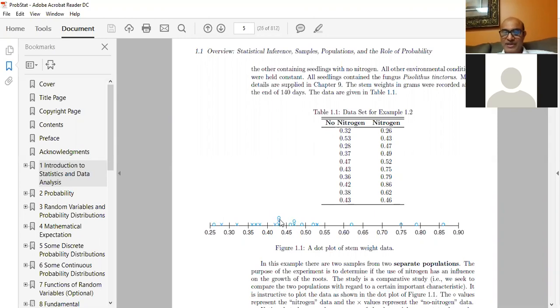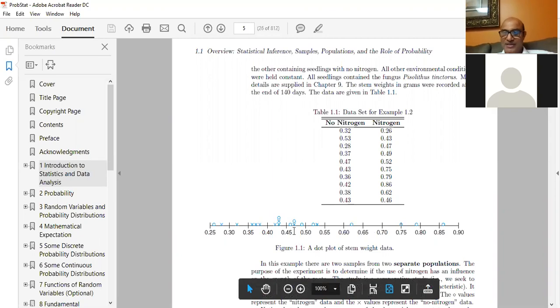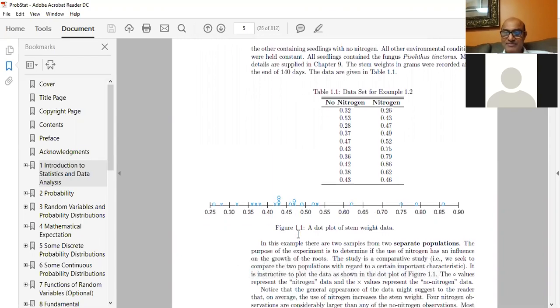Mind this thing. Suppose we have 0.32, so 0.32 stands over here. Look at my cursor. Can you see my cursor? Yes. Yeah, that is my cursor. And then suppose I want to go for nitrogen, 0.26. That's very near to 0.25 on the right side, so you can see my circle over here at 0.26. Then one of the numbers you can find, suppose 0.28 for no nitrogen, that is just beside 0.26, so that is over here. That's how I plot the graph on the line. This is called the dot plot for the stem weight data.